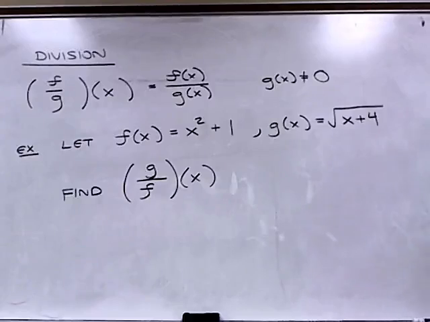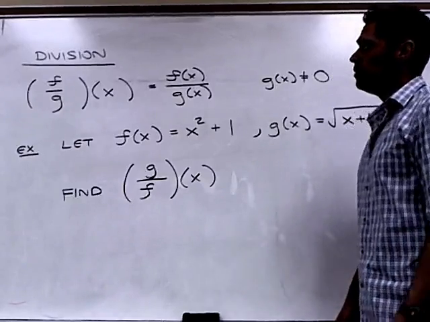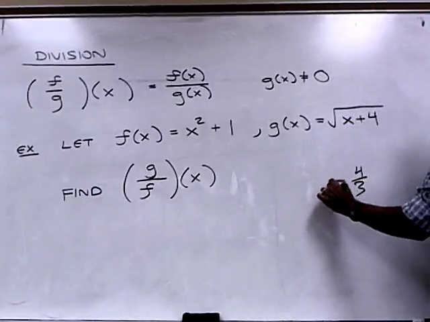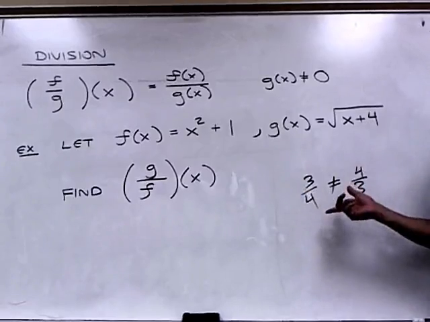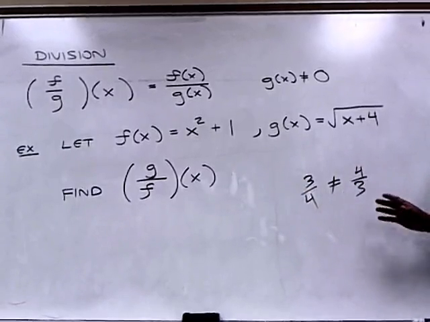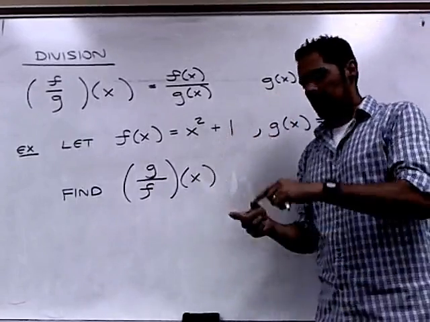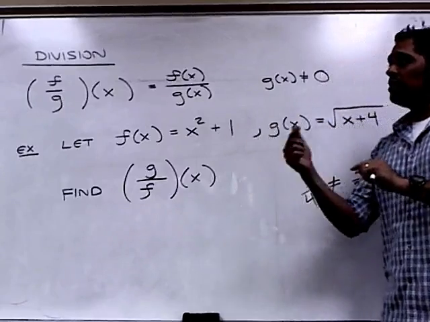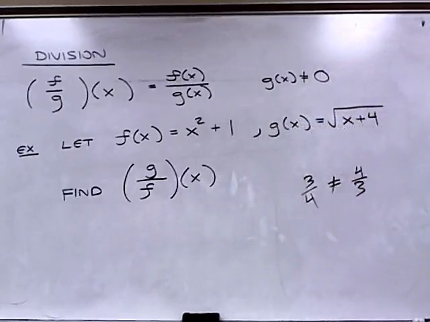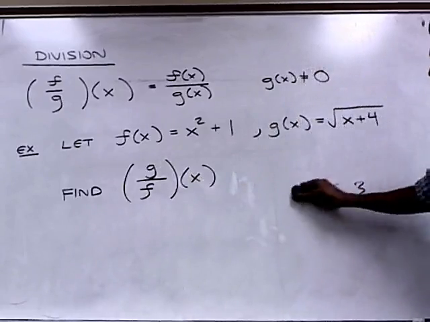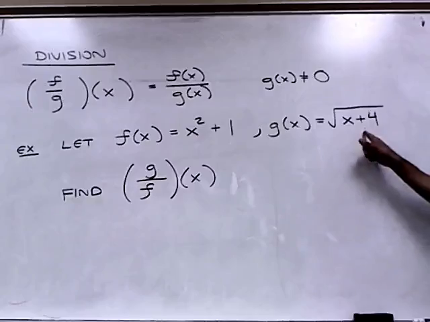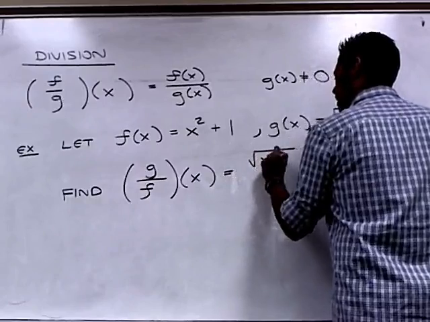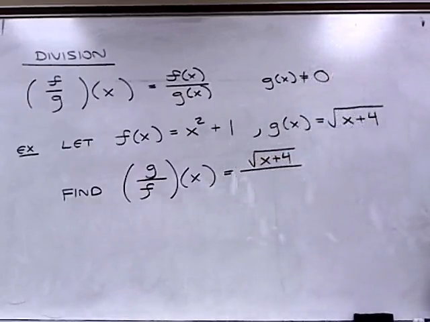Does the order matter here with division? Yes, right? Because think about numbers. 4 divided by 3 is not the same as 3 divided by 4. Multiplication, no. Division, yes. So if you go back and look at the 4 things we've looked at, addition and multiplication don't matter what order. Subtraction and division, it does matter. So which one is going to go on top here? Square root of x plus 4, right? Because I said g is on top here, so you write square root of x plus 4 over x squared plus 1, right?